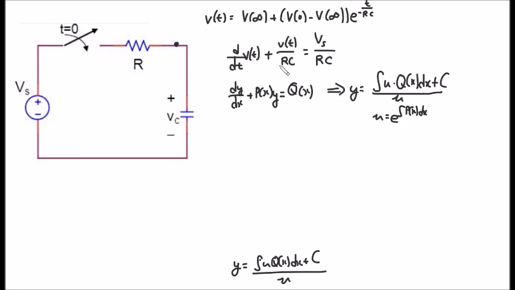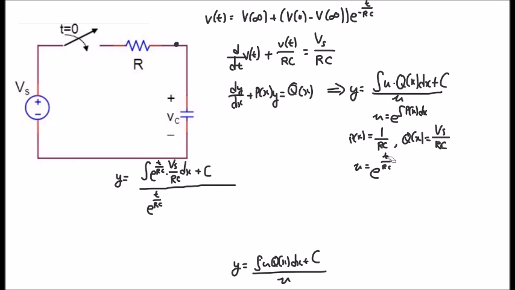So going back to the KCL equation, p of x would correspond to 1 over r times c, and q of x would equal to vs over r times c. And mu, since it is e to the integral of p of x, in our case it will be e to the t over r times c. So if we substitute all these components into this original equation, the equation that we get comes in this form.